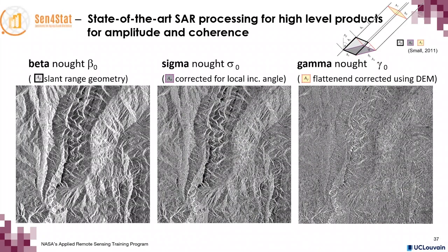The state-of-the-art SAR processing corresponds to this: beta nought is the slant range geometry of the backscattering coefficient, which is not used. Sigma nought is corrected for the local incidence angle, and is a common backscattering coefficient, while in some areas we may need to run the gamma nought correction, which flattens using a digital elevation model. This gamma nought is computer intensive, and therefore we will not apply this correction when it's not needed.